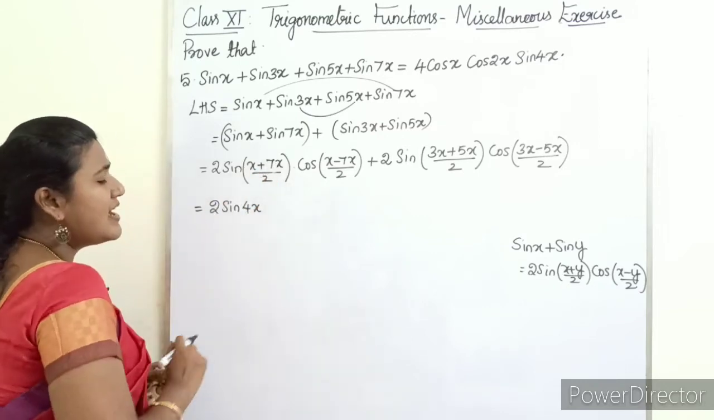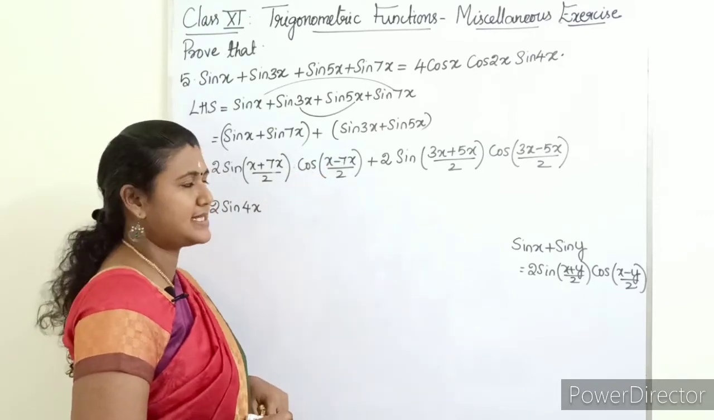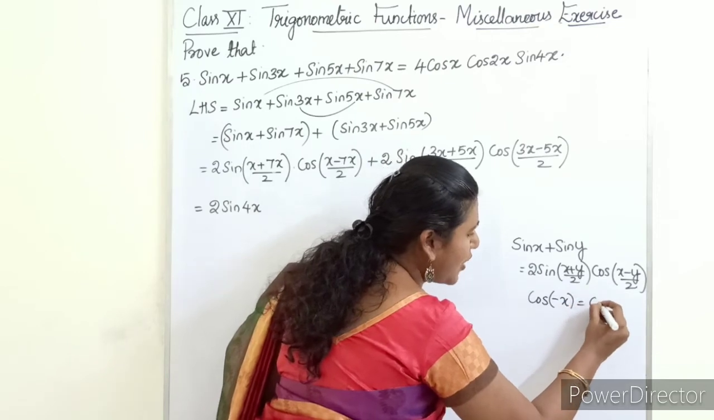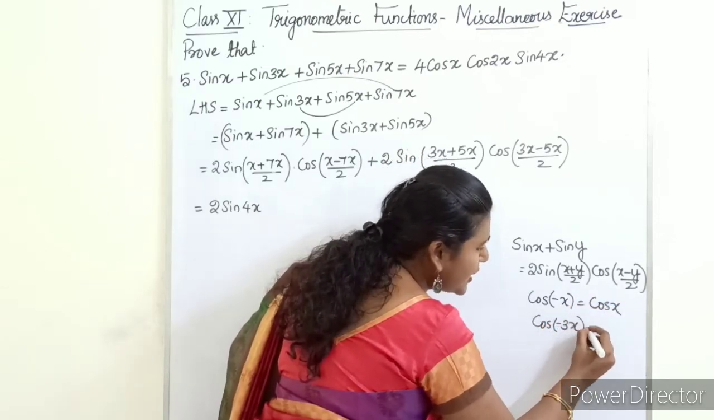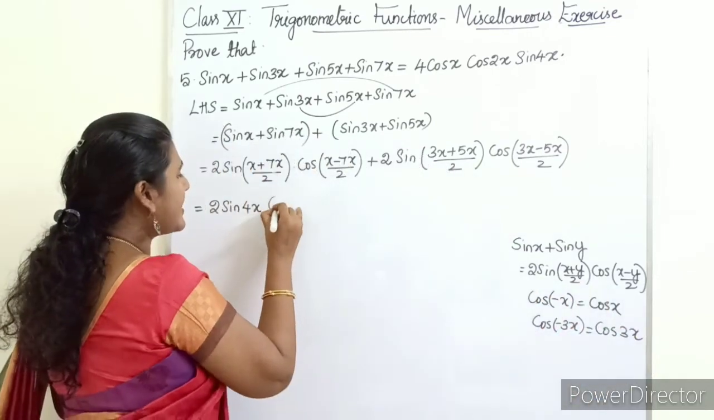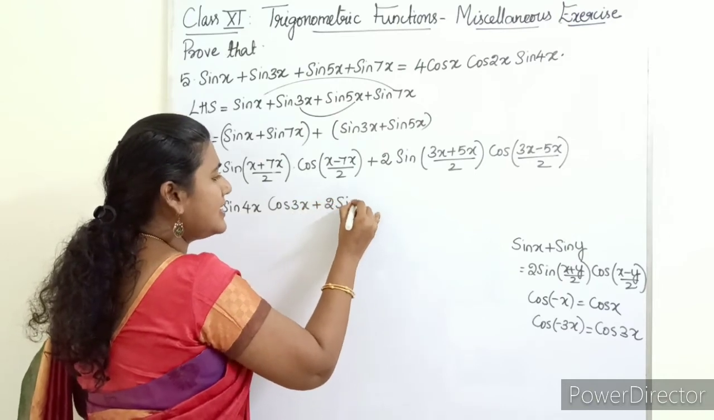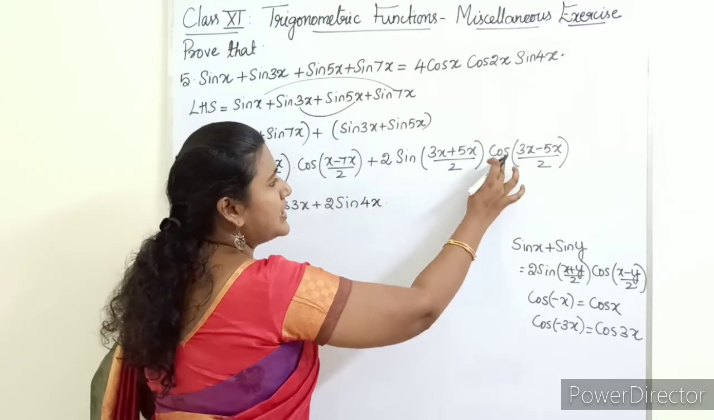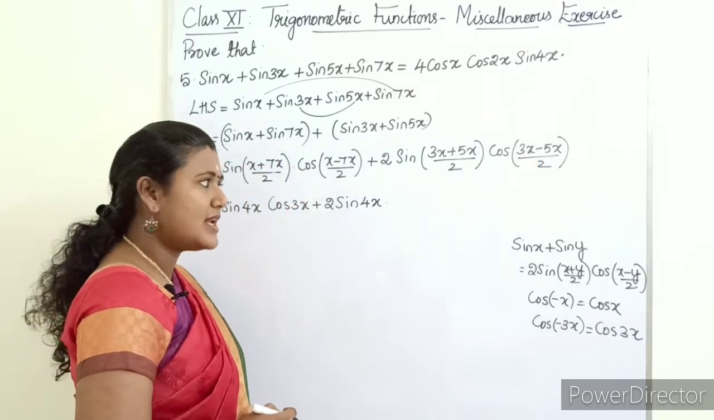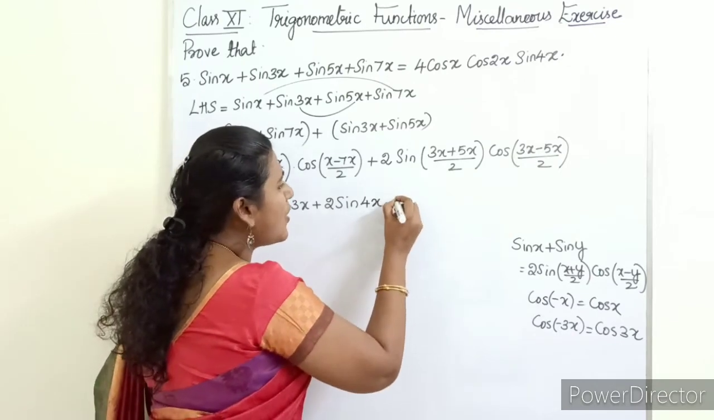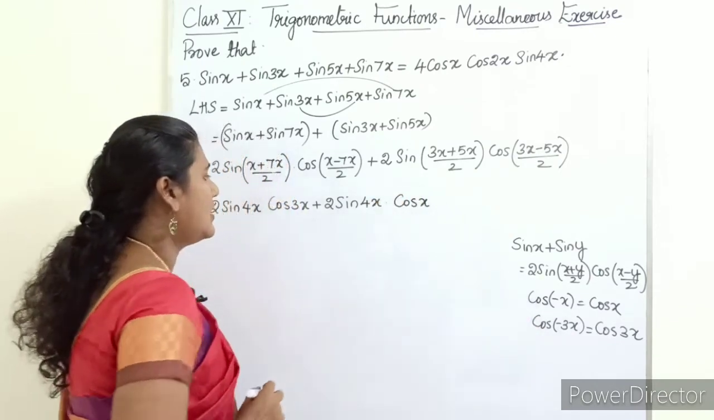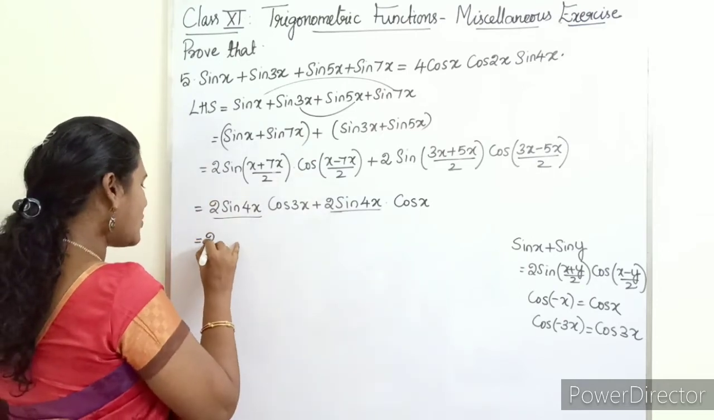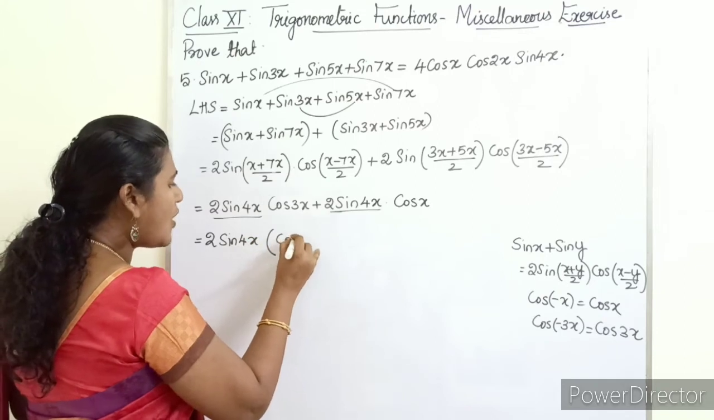Now we will simplify, that is 2 sin (x plus 7x), that is 8x by 2, that is 4x. Similarly here x minus 7x is minus 6x, minus 6x by 2 is minus 3x, and you know that cos of minus x is equal to cos x, so cos of minus 3x is equal to plus cos 3x only. So here we will write cos 3x plus 2 sin, here again we will simplify, 3x plus 5x is 8x, 8x by 2 is 4x. Here 3x minus 5x, that is minus 2x by 2 equal to minus x, so cos of minus x is cos x, so we can write cos x. Now if you see here, from these two terms, this 2 sin 4x is common, so we can take outside, that is 2 sin 4x into (cos 3x plus cos x).